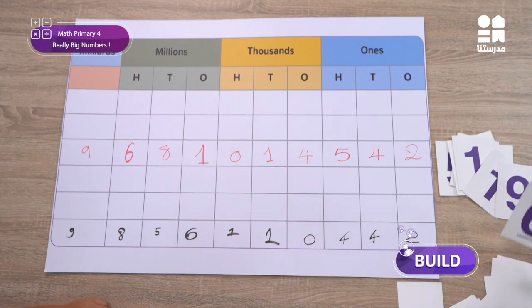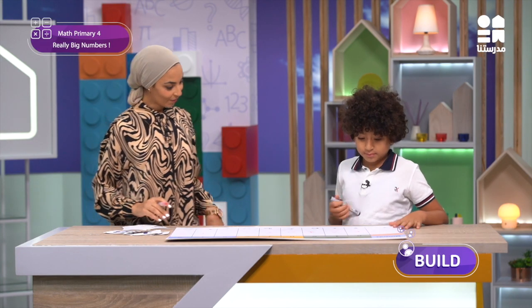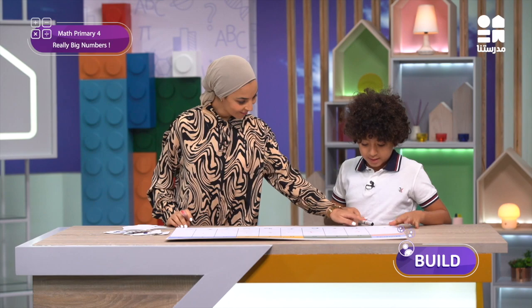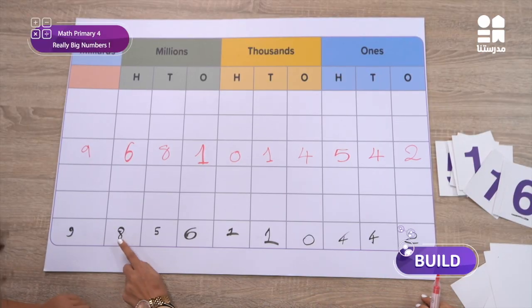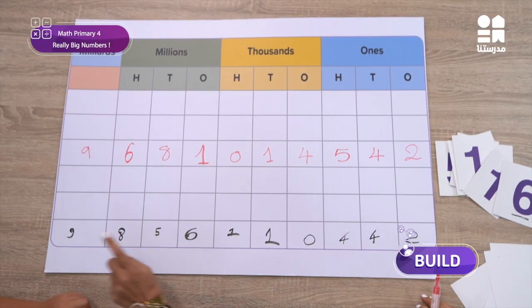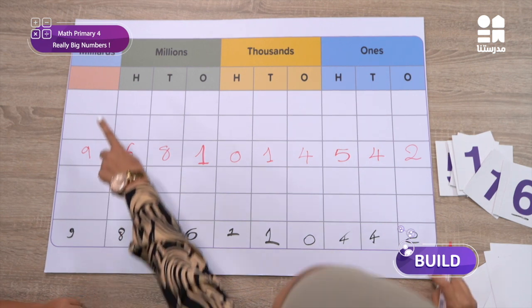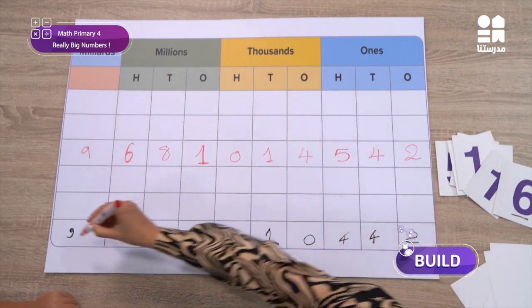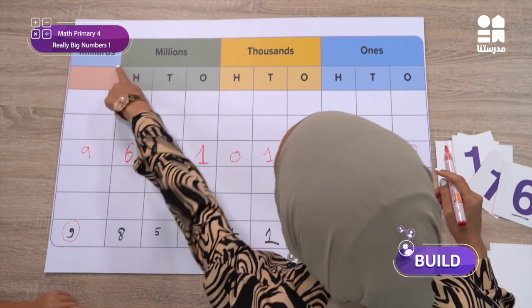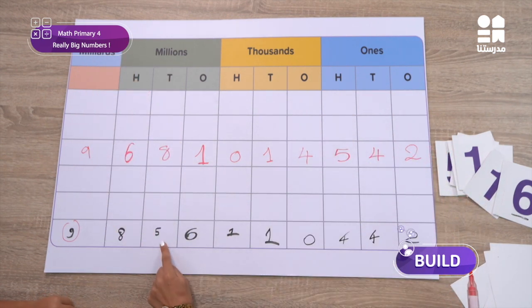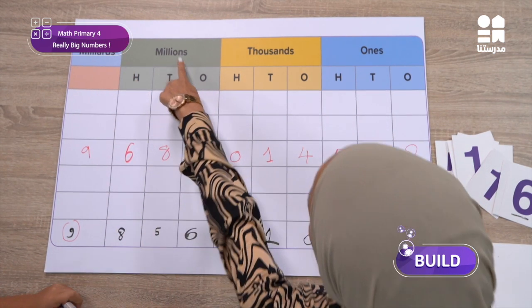And let's read the number. Can you read your number? 985. Sorry, 9 milliards. Look, this is the house of it. 9 milliards. Now 856 million.